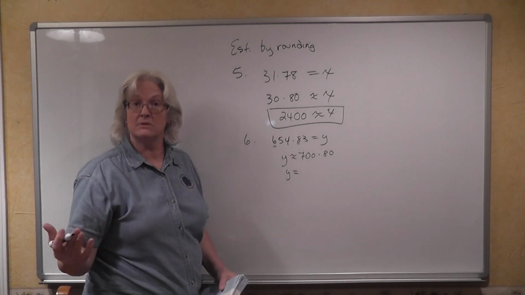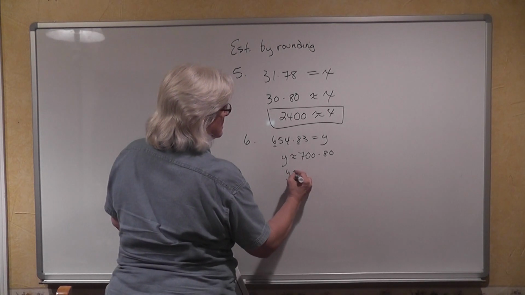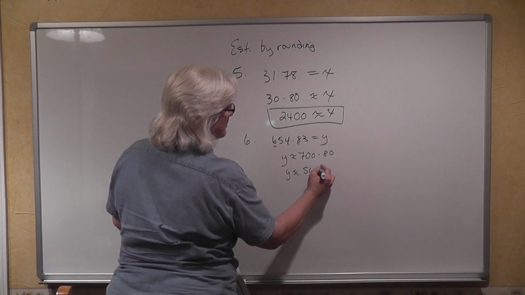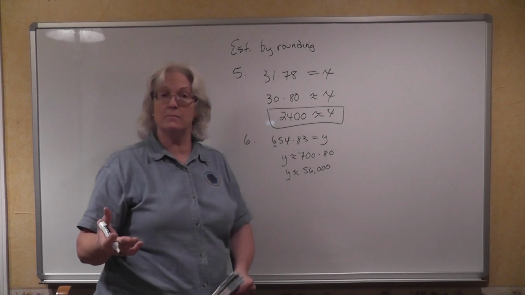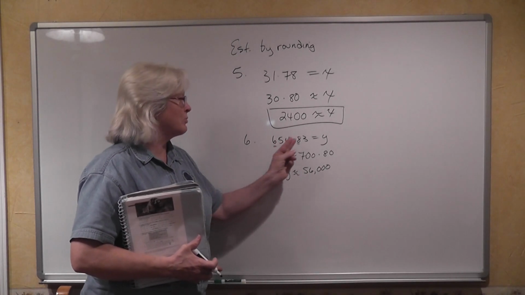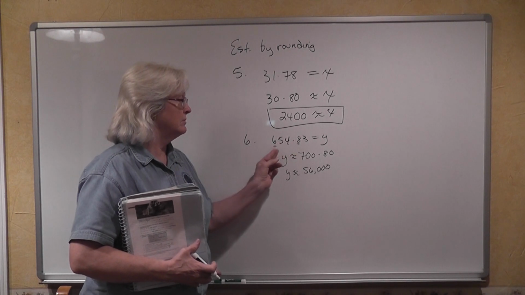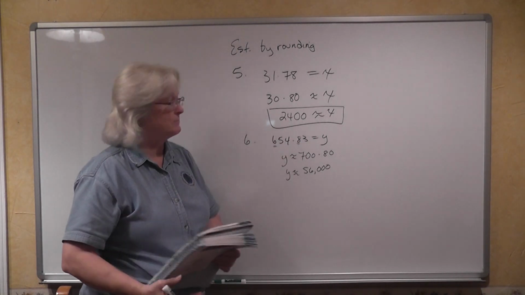What does 7 times 8 equal? It's 56. You have 3 extra zeros. 700 times 80 is 5,600, which is approximately equal to the product of 654 times 83.